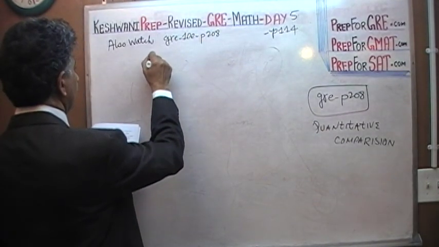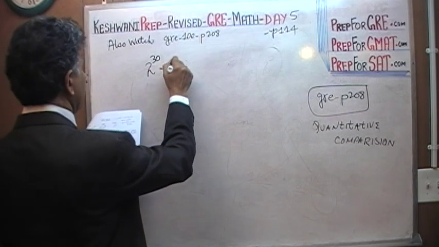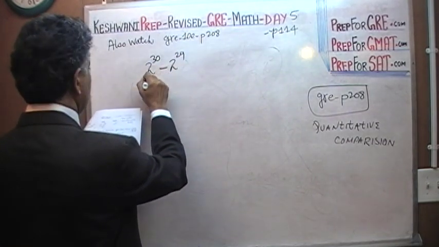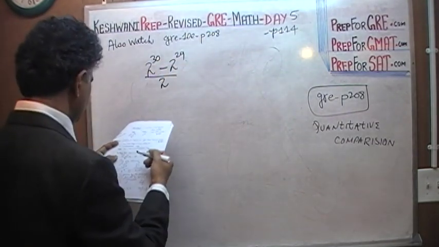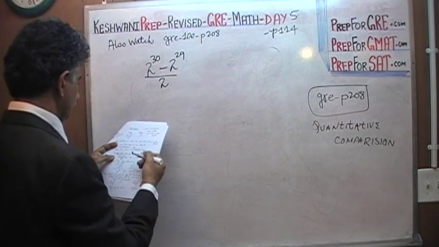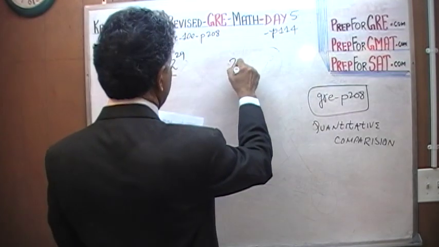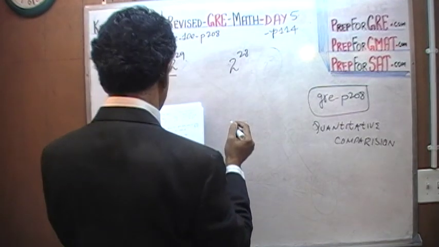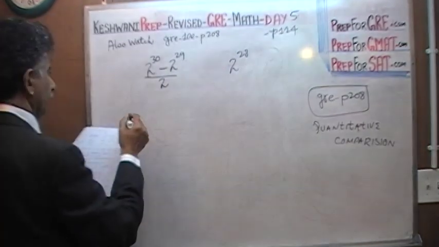So here are the two quantities. Here's the quantity that is given to us: 2 to the 30th minus 2 to the 29th, over 2. And here is the second quantity, 2 to the 28th. Okay. Step 1.